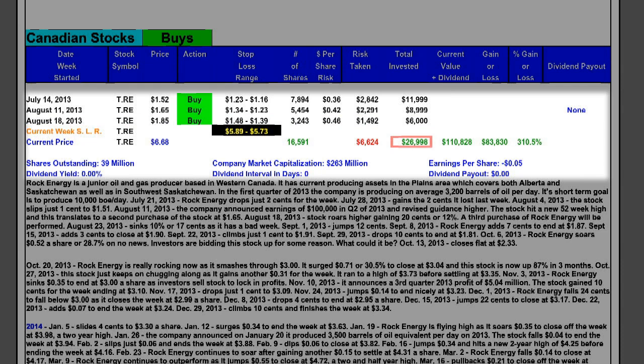$26,998 in T.RE. With a risk of 30%, the newsletter's maximum allowable dollars it can risk would be $30,000 at 30%, which is $9,000. After the 3 transactions, the total risk was $6,624, well below the $9,000 risk allowed. The stop-loss price will determine the amount of risk for each separate transaction.